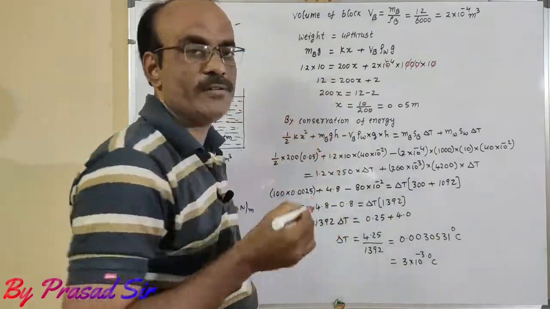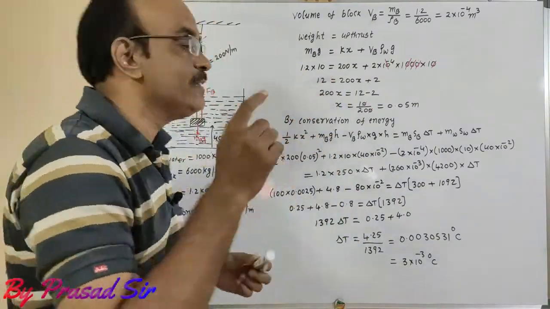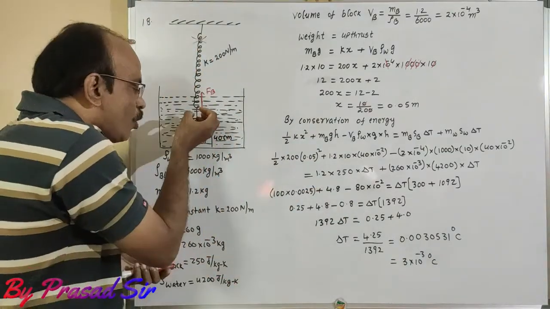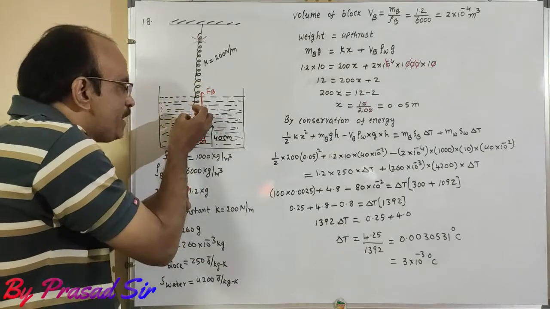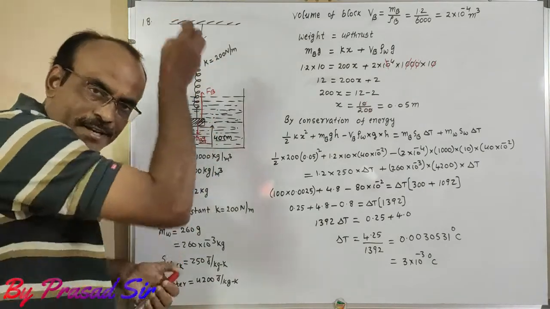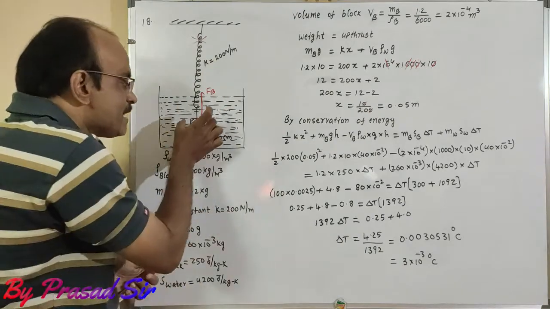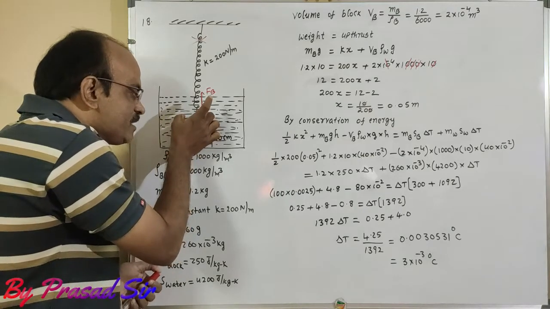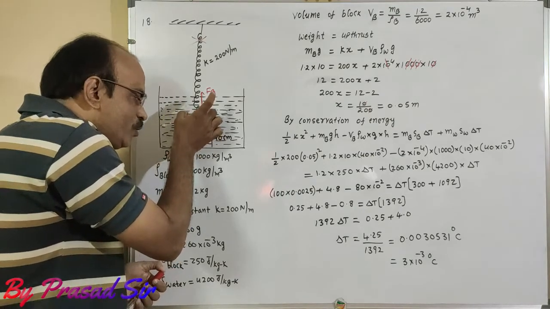So X we got. Then afterwards what happens here? The spring is cut. Then what happens here? The whole apparatus, including the spring, the block will get into the water. Into the water means what happens here? Some certain height is present, 40 centimeters. From that certain height, it is dropped, it is moving into the water.